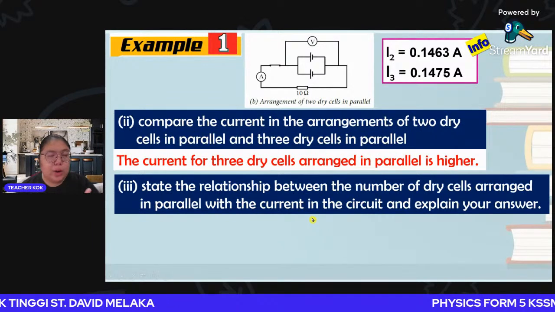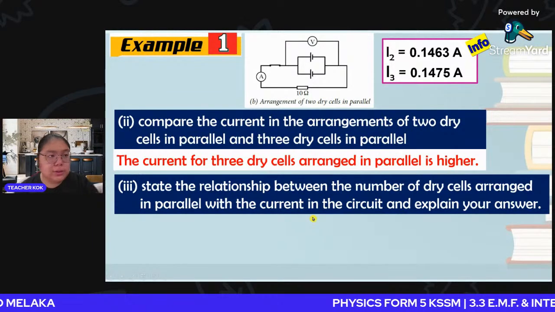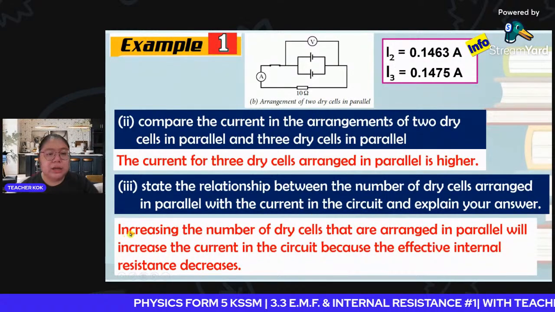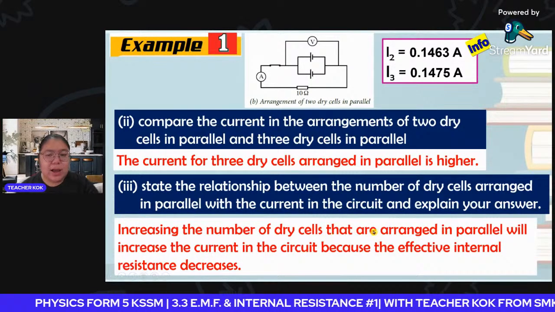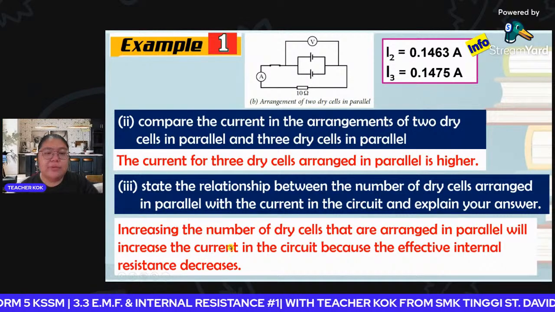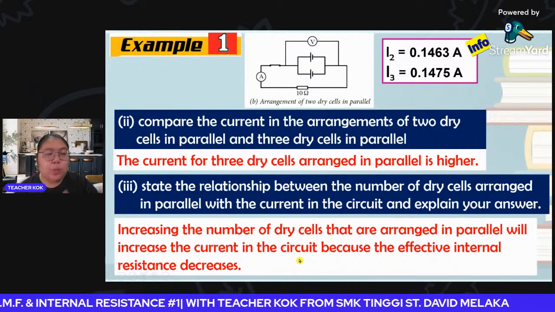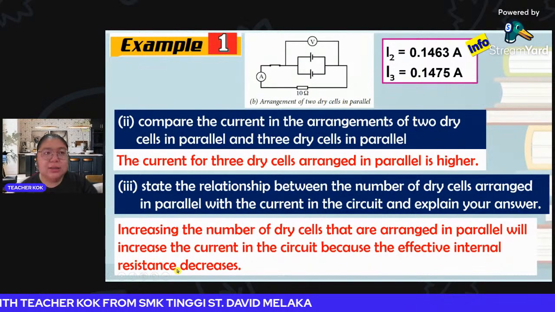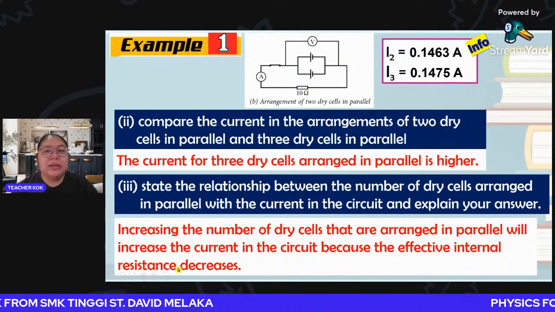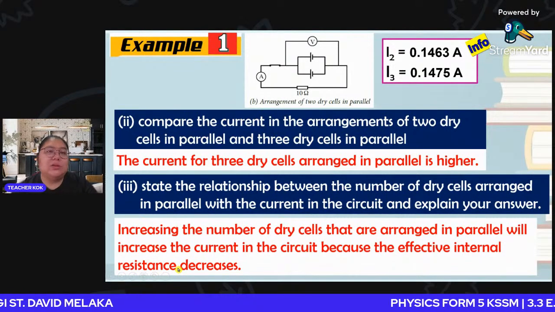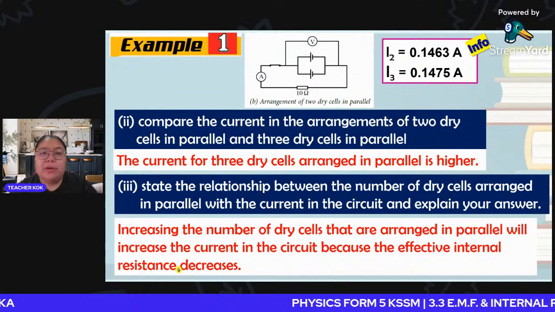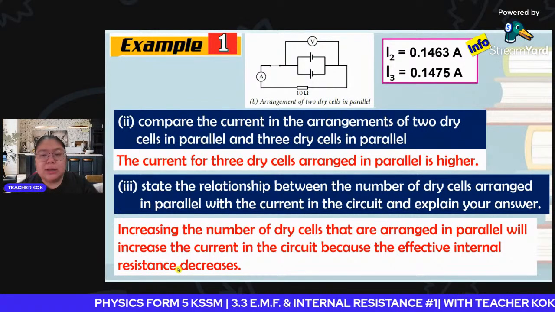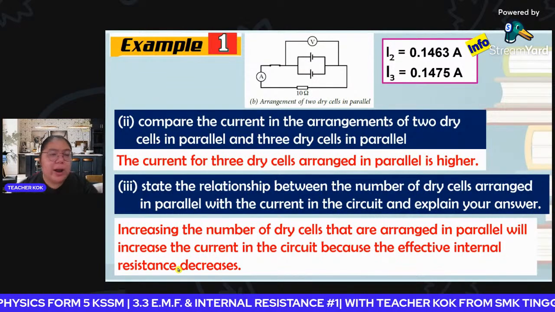So they want you to explain why you say the relationship like this. Now we're going to see the answer. Increasing the number of dry cells that are arranged in parallel will increase the current in the circuit. Why? Because the effective internal resistance decreases. This one we're talking about internal resistance, not EMF, because EMF is already constant. Now the problem is the effective resistance affects the current.